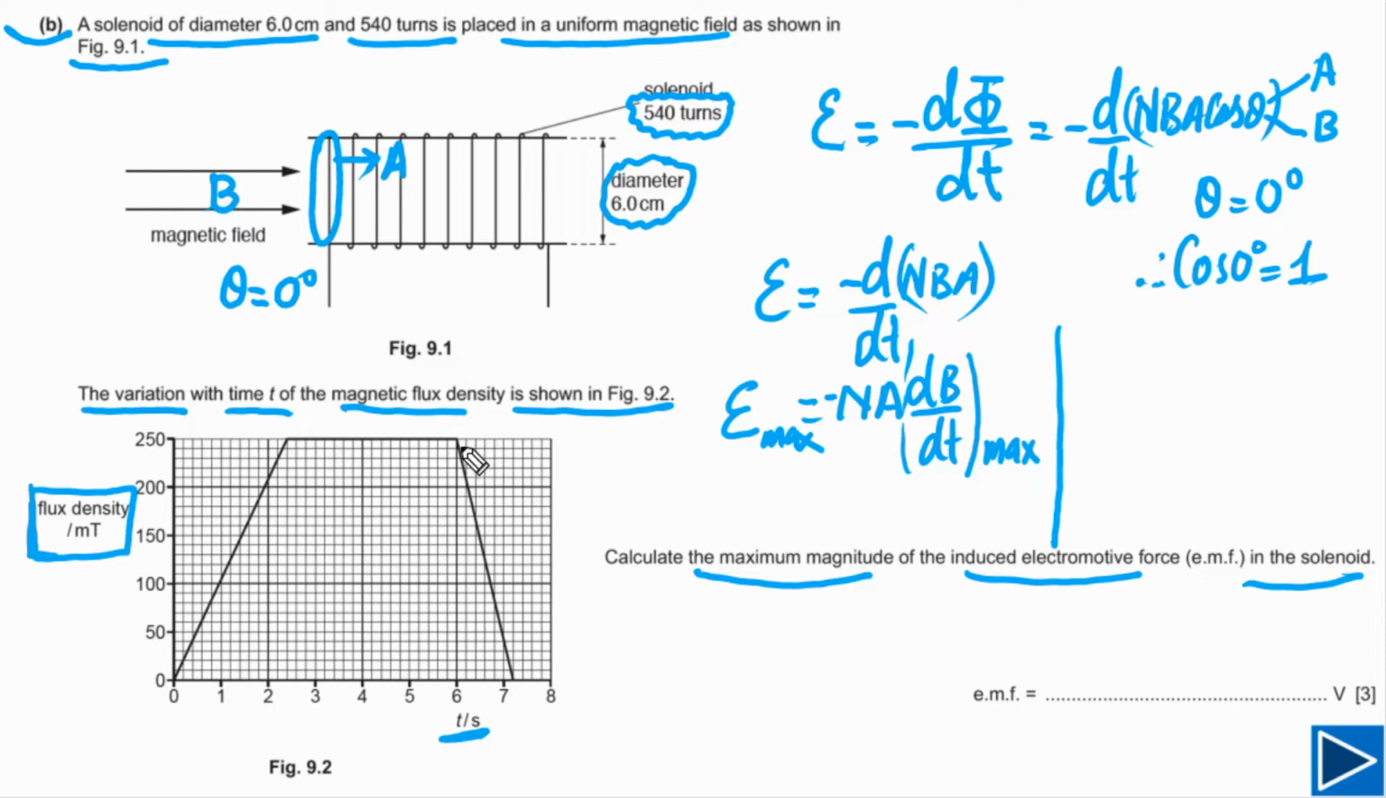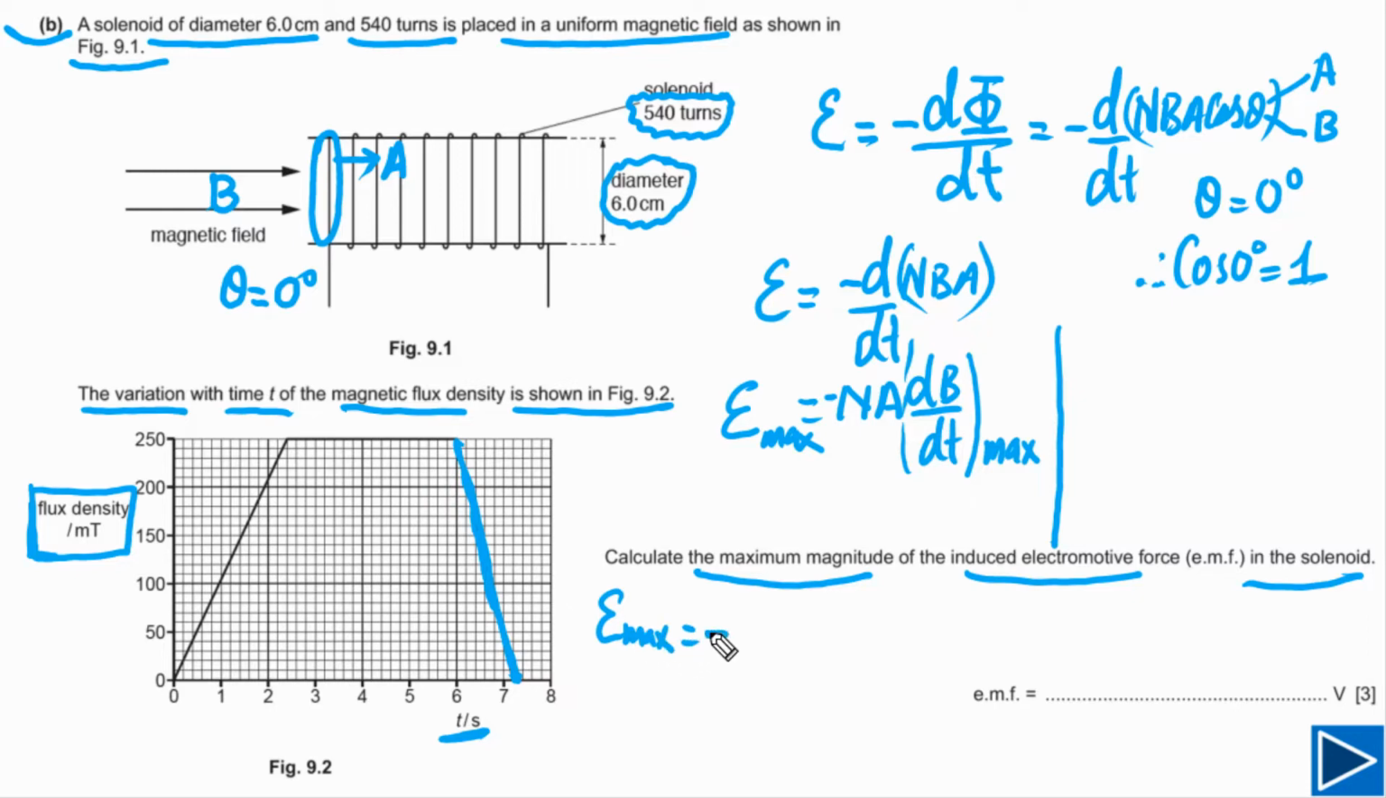So the gradient is maximum here. In this part, gradient is maximum. So it means here EMF induced is maximum. So we have to calculate the gradient of this line. We can write down here maximum EMF induced.